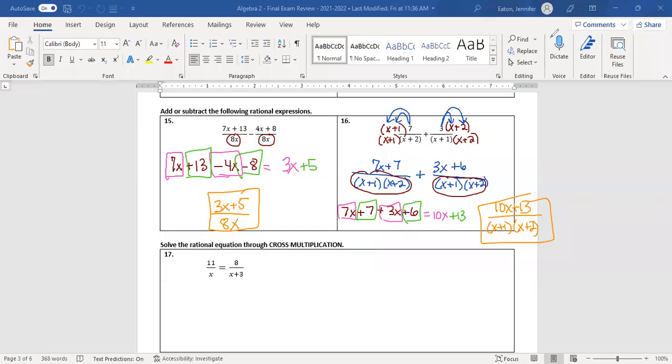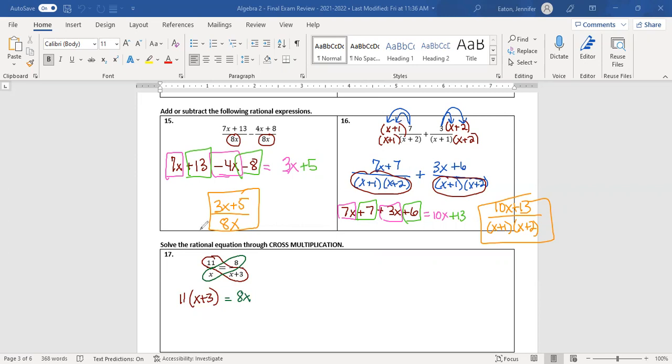Okay, so problem number 17 wants us to solve the rational equation through cross multiplication. So remember, cross multiplication is when we multiply the top left to the bottom right. So that's going to give us 11 times x plus 3. So that 11 has to get distributed through. And then we take the bottom left and we multiply it to the top right. So we're just going diagonally. We're making a cross diagonally across. So that's going to be equal to x times 8 or 8x.